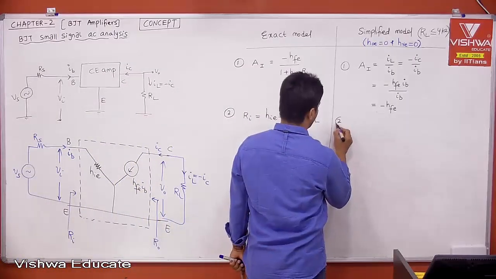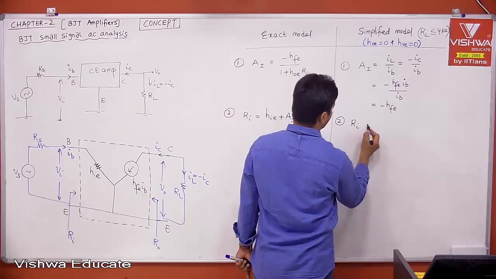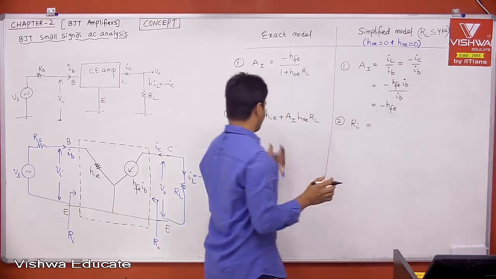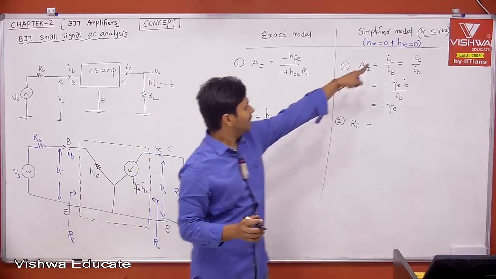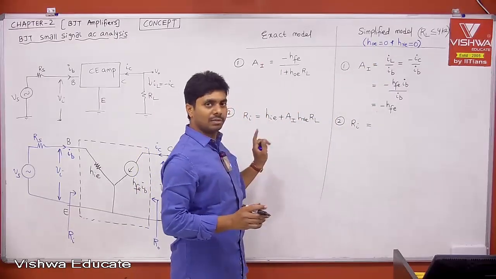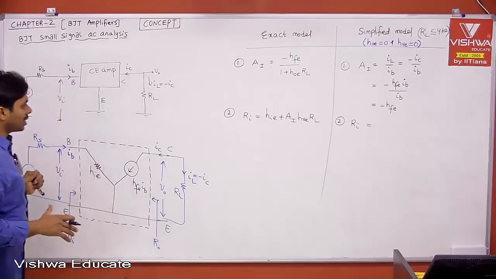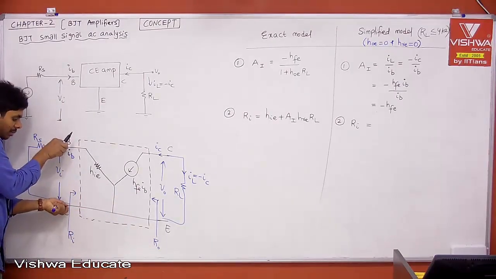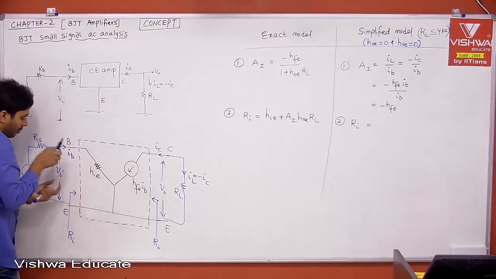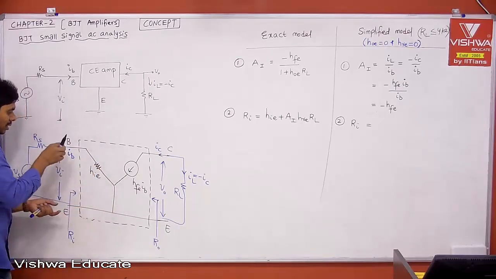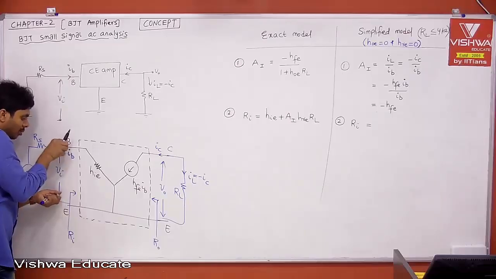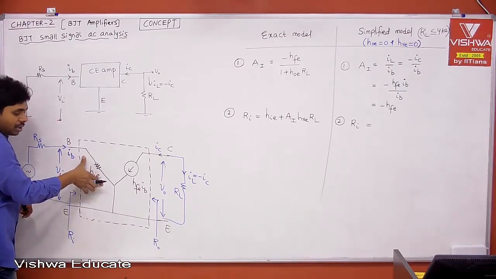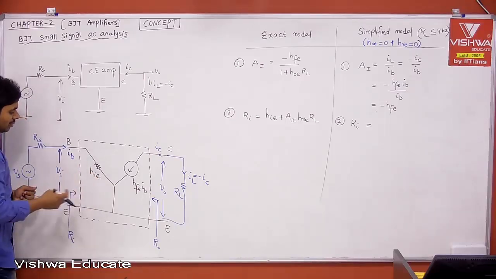Now let's see what the input impedance is here. Therefore, what is RI? RI is equal to what? Actually from this, what is HRE? HRE is 0, then simply HIE. But let's see from the definition. What is the definition? The impedance seen from the input port, right? Because it is feed forward, therefore only input voltage and input current. That's it. Therefore, the impedance seen from the input port is nothing but VI divided by IB.